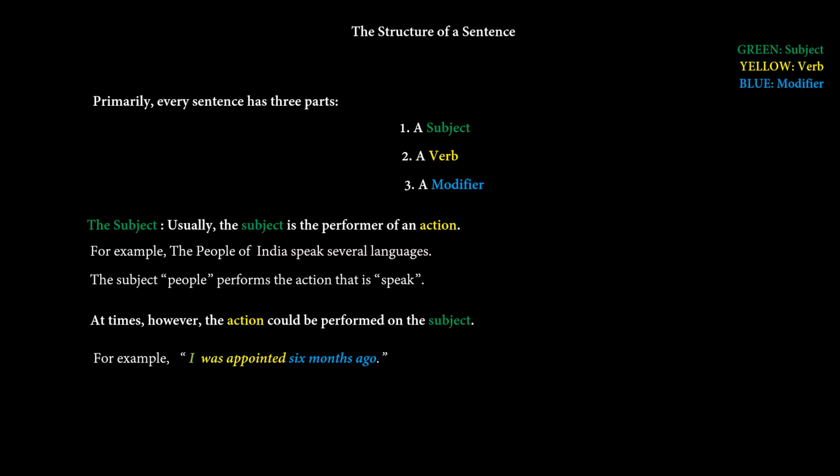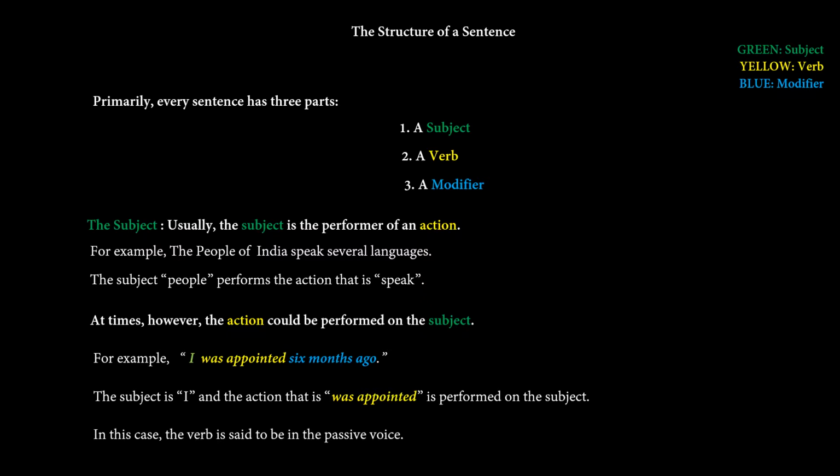At times, however, the action could be performed on the subject, in the sense someone else performs the action on the subject. For example, I was appointed 6 months ago. In this case, the subject is I, but the subject doesn't perform any action. Instead, someone else performs the action on the subject. In this case, the verb is said to be in the passive voice.